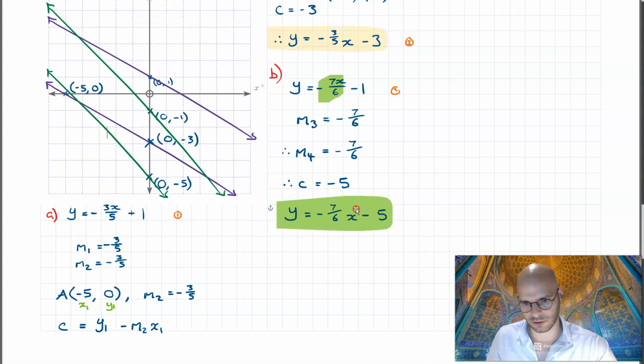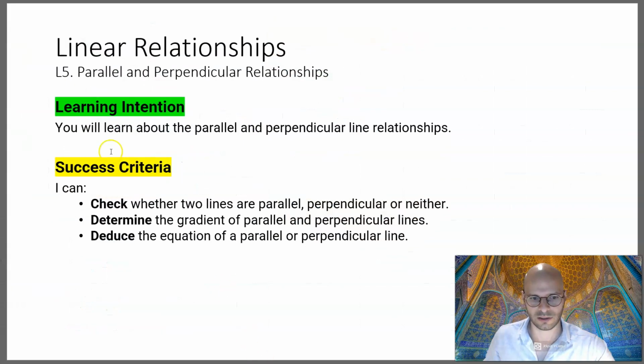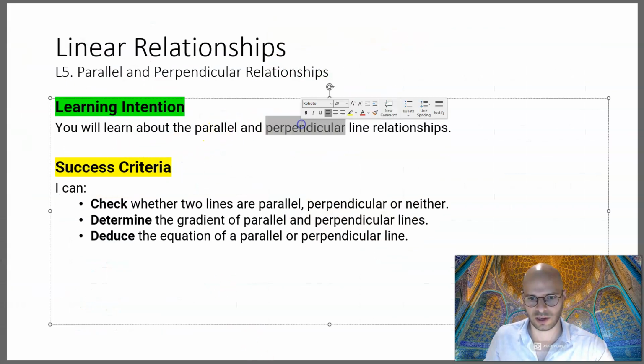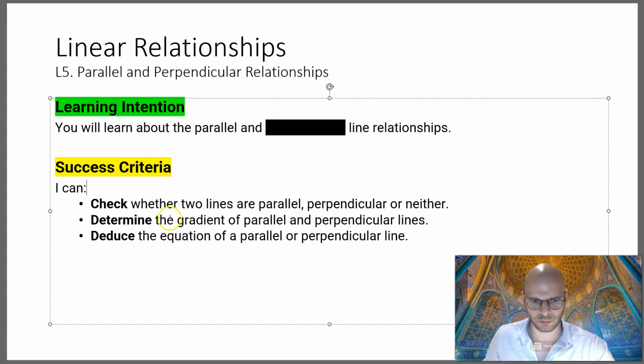Just like that. So in summary, what we had a look at in this lesson was the parallel line relationship. By now you should be able to check whether two lines are parallel or not. You should be able to determine the gradient of parallel lines. And finally, you should be able to deduce the equation of parallel lines.